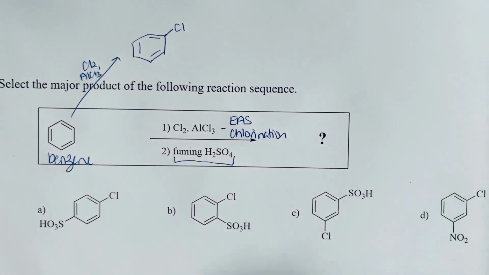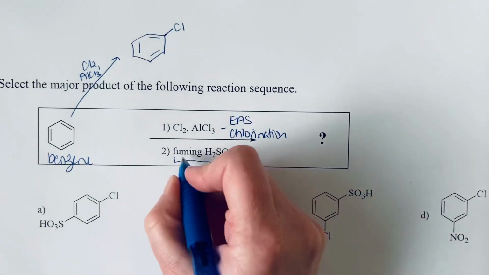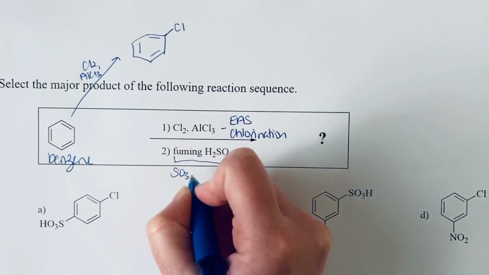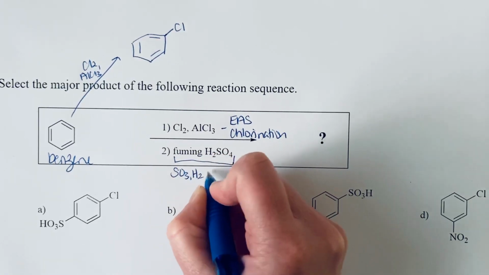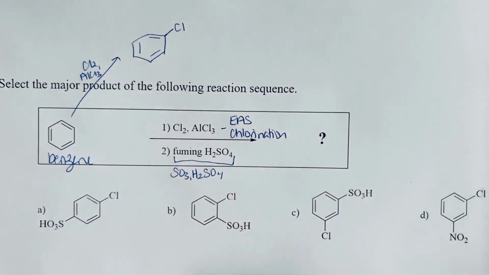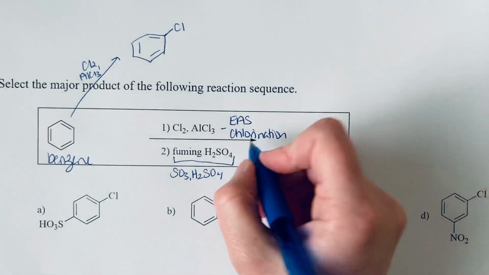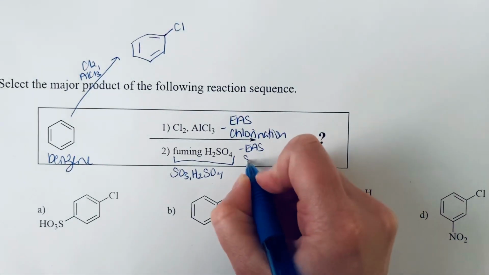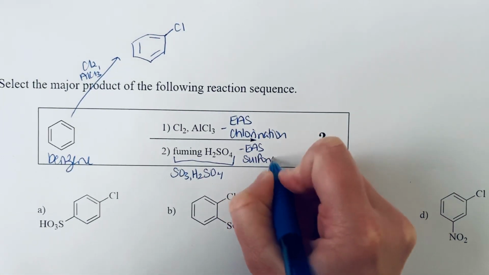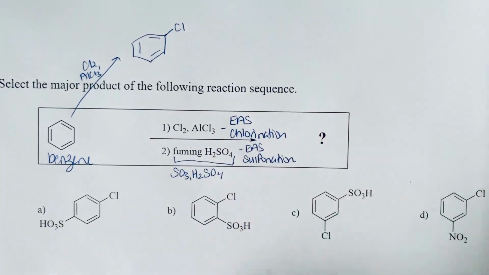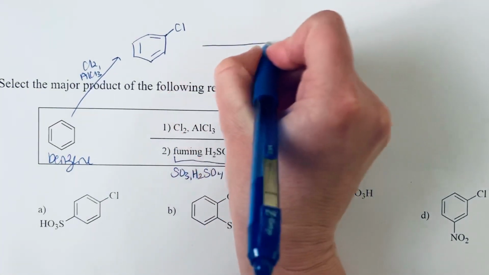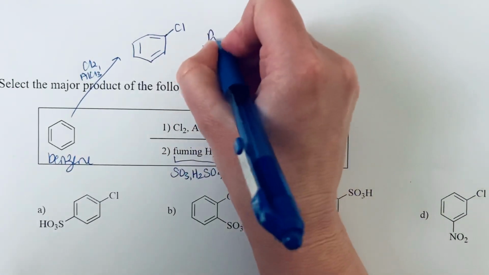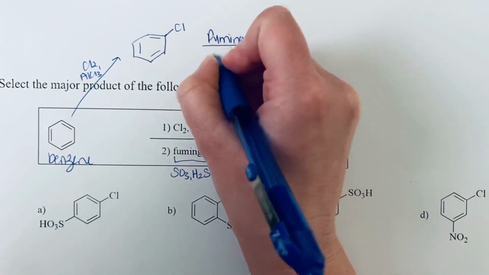So we have fuming sulfuric acid. So this means sulfuric acid that has extra sulfur trioxide in there. And that's just to make this a more powerful electrophile. So this is again an electrophilic aromatic substitution. And in this case, this is a sulfonation. So adding a sulfonic acid group, SO3H. And so let's draw these conditions over the arrow.